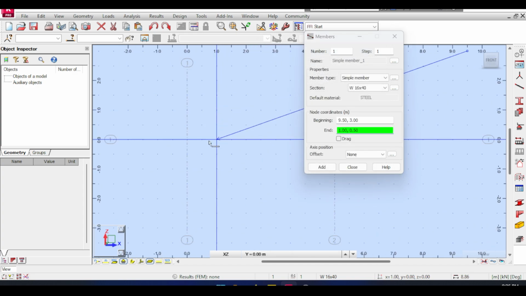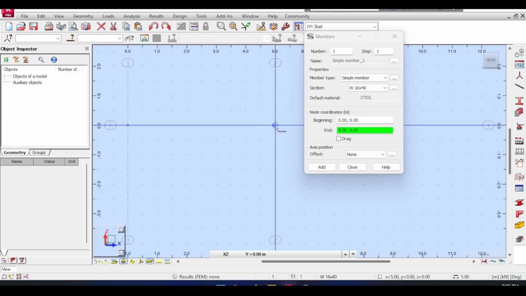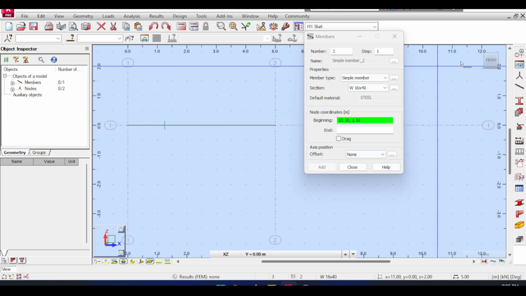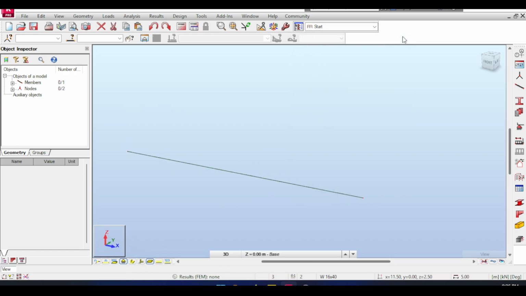It doesn't matter what the beam exactly is, but I just want to show you the different support definitions with that beam. So that's basically a steel beam, W16 by 40, 5 meters of length. And you can of course see the section like this. Let's do some support definitions, shall we?